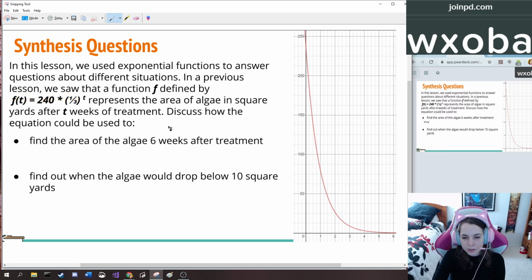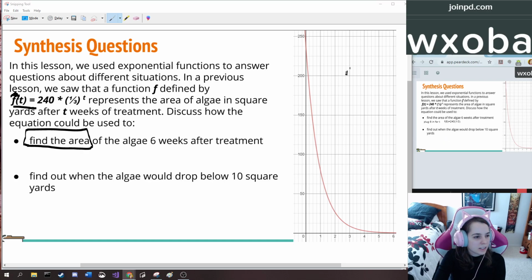These are asking us for two different things. I'm seeing a student say that if we were trying to find the area, you would have to substitute. Because area is our output, that means we would have to use substitution. We would have to plug in. So this student here said plug in 6 for t.